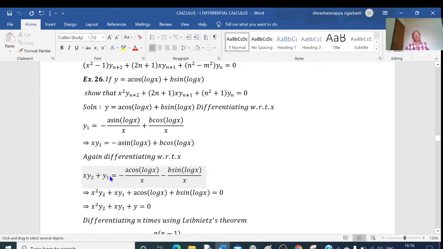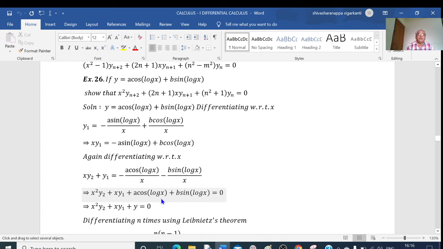This is the left hand side derivative equal to, coming to the right hand side, minus a as it is, sin of log x derivative is cos of log x into log x derivative is 1 by x, plus b into cos derivative is minus sin, so minus sin of log x into log x derivative is 1 by x. Now multiplying throughout by x, I am getting x square y2 plus x y1, and if I write this onto the left hand side, this will be a cos log x and this will be plus b sin log x is equal to, on the right hand side, 0.